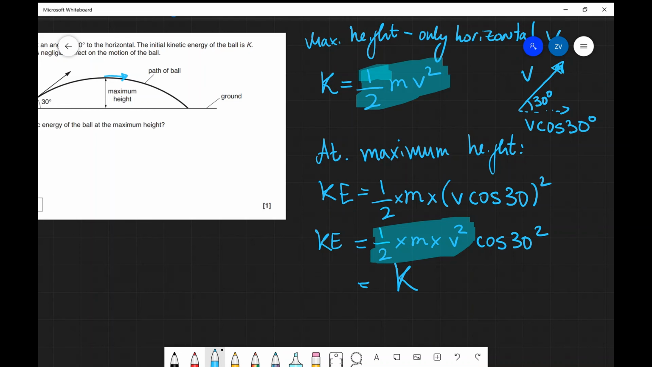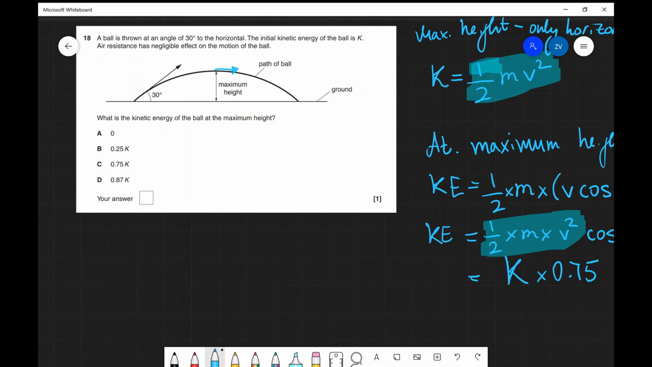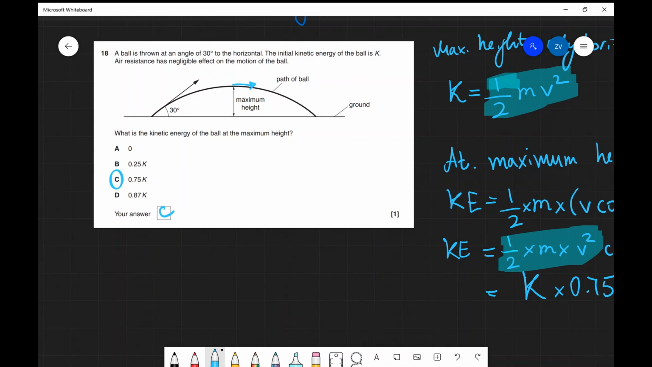So I'm going to put cosine 30 squared into my scientific calculator. Cosine 30 squared is 3 over 4, which is 0.75. So the kinetic energy at maximum height is 0.75 of the initial kinetic energy. Of course, that assumes that there's no air resistance.